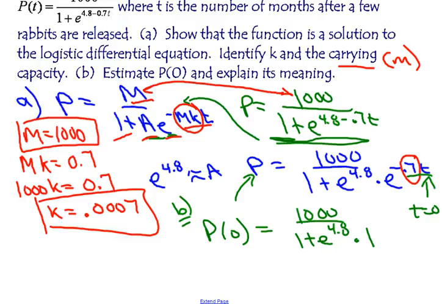So it looks like our initial population is about 8 rabbits, which means that's the number of rabbits we started with. And our max is going to be 1,000 rabbits. Not sure how long it'll take to get there, to get nearly there, but we're beginning this problem with 8 rabbits. So part B, estimate P of 0, 8 rabbits. The meaning is, at the beginning of this, when the rabbits were released, 8 rabbits were released. That completes the question.